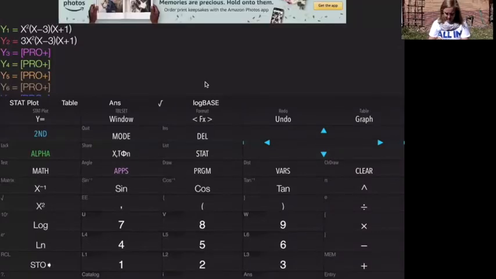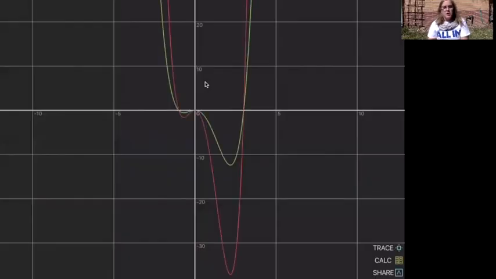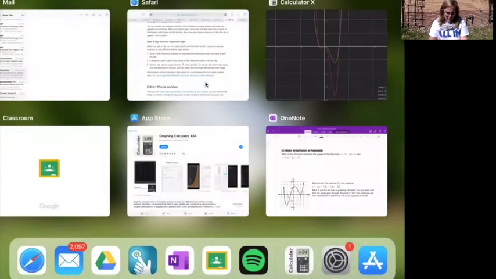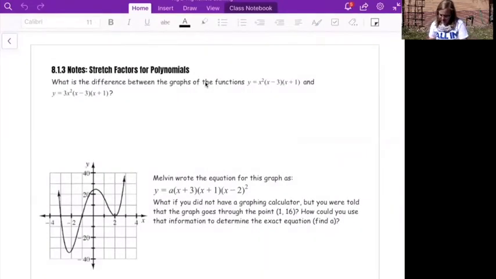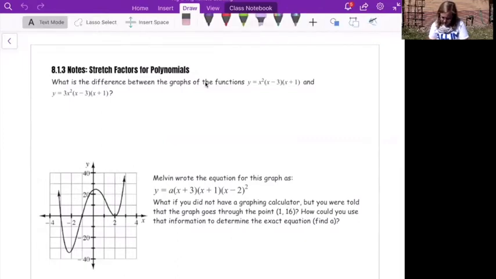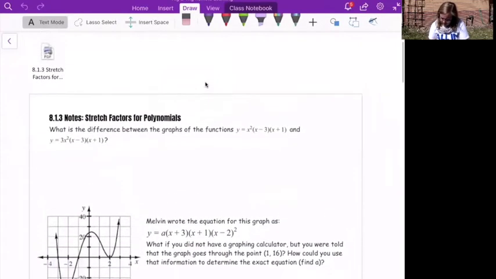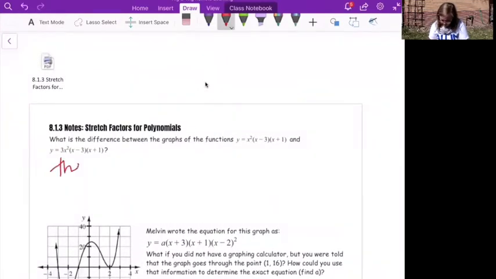If we look at these two graphs on our graphing calculator, we see that they have the same x-intercepts and the same general shape of the graph, but our maximum and minimum points are just a little bit more exaggerated with the equation that has the 3 in front. So if we go back to our notes, the difference between these graphs is the max/min values.